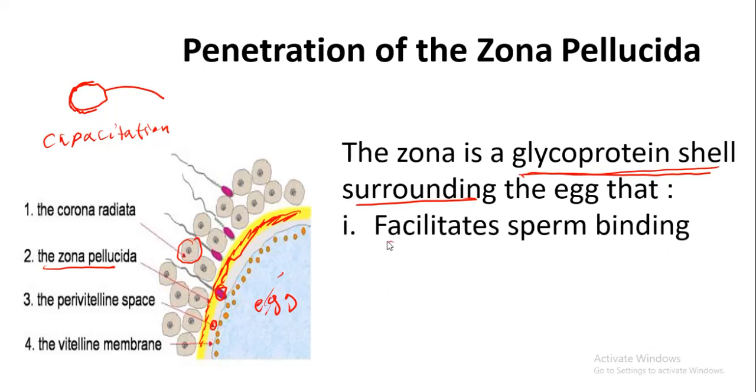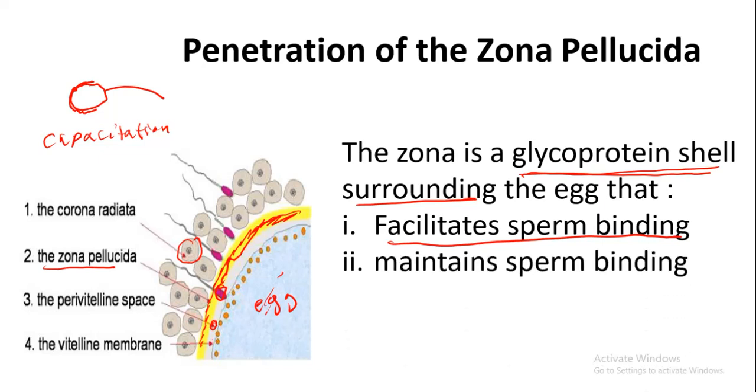So what is the major function of the zona pellucida? One, it facilitates the binding of the sperm. Without it, there can be no maintenance, and any sperm can enter. So this same zona pellucida maintains the binding of the sperm.